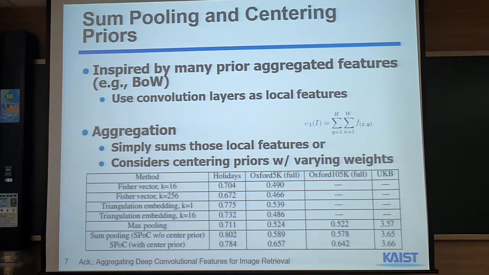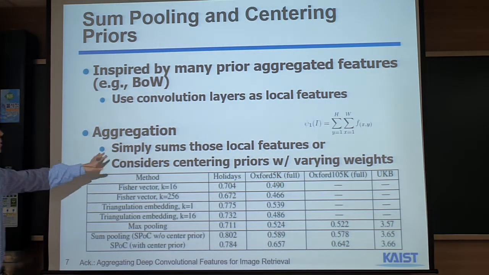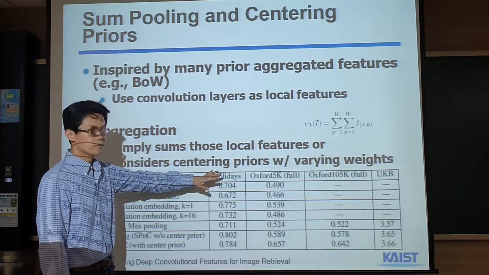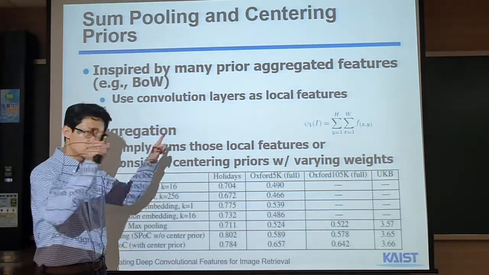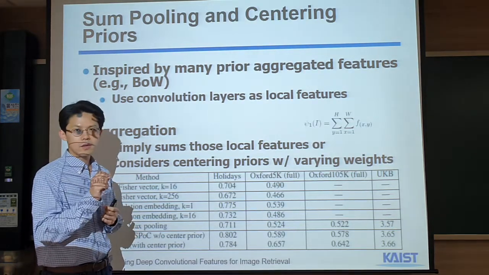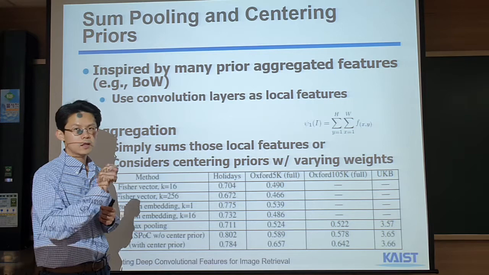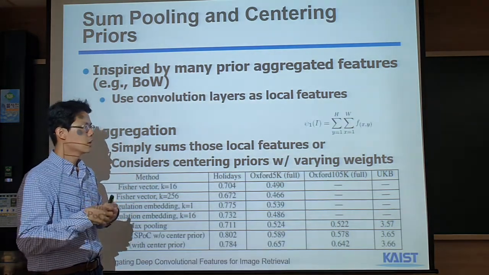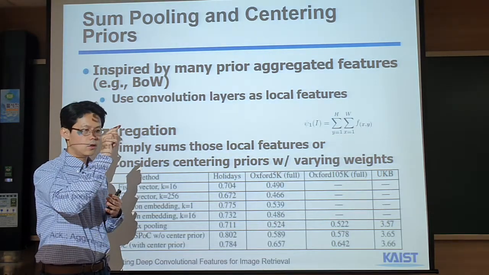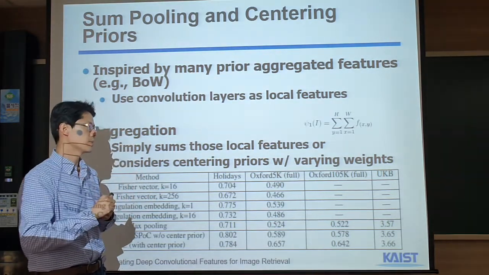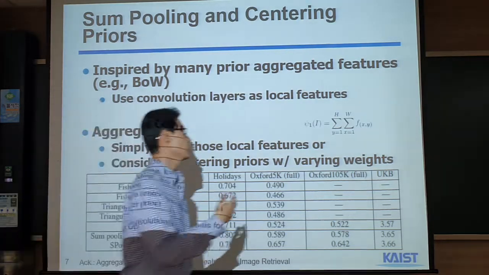They also consider some sort of heuristic approach, the centering prior. It means that if you look at the image, in most cases the most important objects may be located at the center of the image, right? So they consider a higher weight on the features that come from the center region of the image.